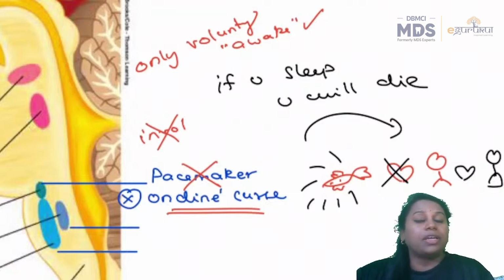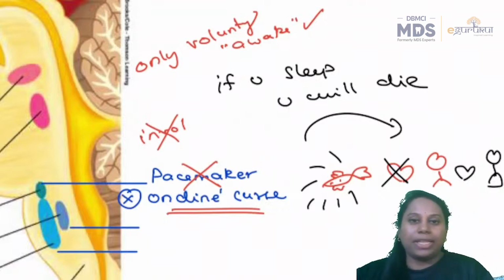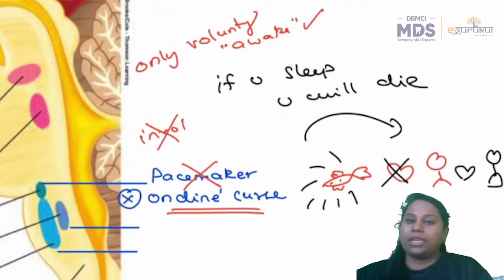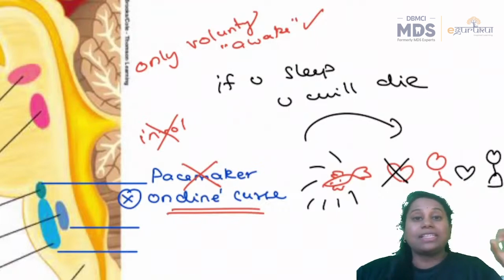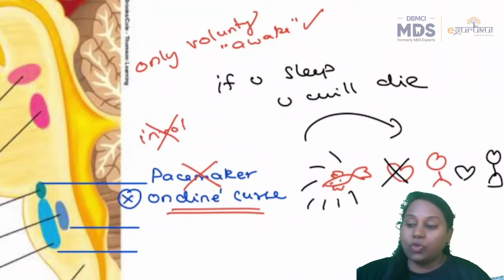What is voluntary breathing? Every breath, if you say inhale, exhale, and you breathe like this, that is called voluntary breathing. So if there is damage to the involuntary center, only by doing voluntary breathing can he breathe. When he is awake, you can say inhale, exhale and breathe. What will happen if you sleep? You can't say inhale, exhale. You will lose your voluntary breathing. So if you sleep, you will die.